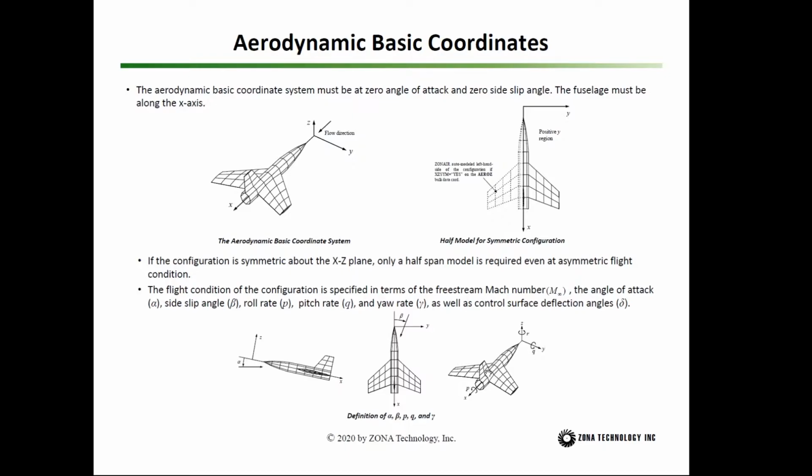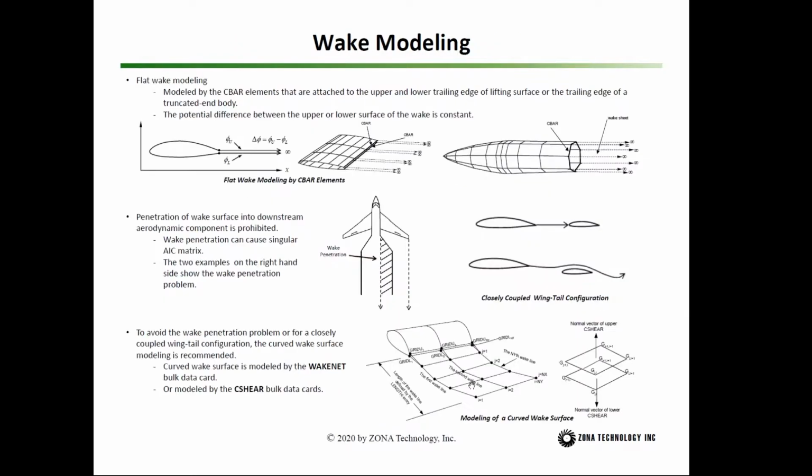However, if ZONAIR calculates, say, the rolling moment due to roll rate, because the rolling moment sign is opposite and the roll rate sign is also opposite from the flight dynamics people's sign convention, the resulting sign of the rolling moment due to roll rate is the same as the flight dynamics people's sign convention.